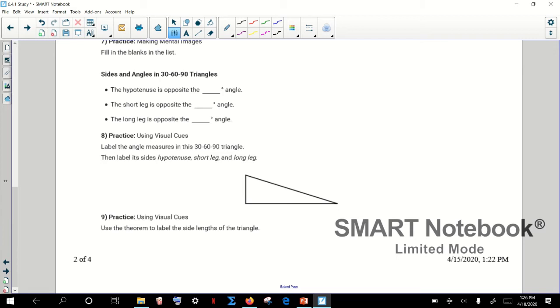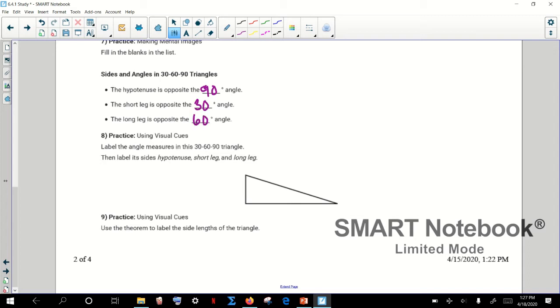This one's a little bit more complicated, but I know some of you actually prefer this one. So the hypotenuse is always opposite the right angle, which is the 90-degree angle. The short leg is always opposite the 30-degree angle. That's what we call the short leg in class. And then we normally call the long leg the other side, but you can also call it the long leg or the long side. And that's opposite the 60-degree angle.